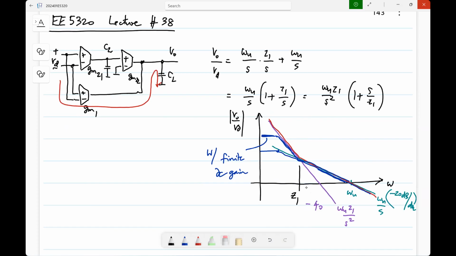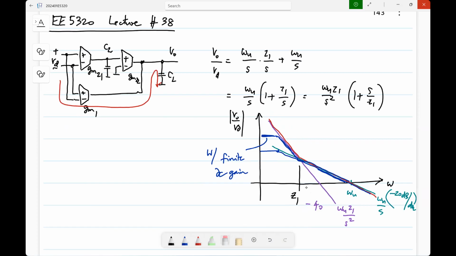What is that? Increase C2. Okay, what else? Yeah. So GM1, if you increase, you will change omega u also. So let's say we don't want to affect everything else. So essentially, what happens is if this part, the 40 dB per decade curve, moves to the left, you will lower Z1, right? Okay. So that is, you can reduce GM21, reduce GM22, or increase C2.